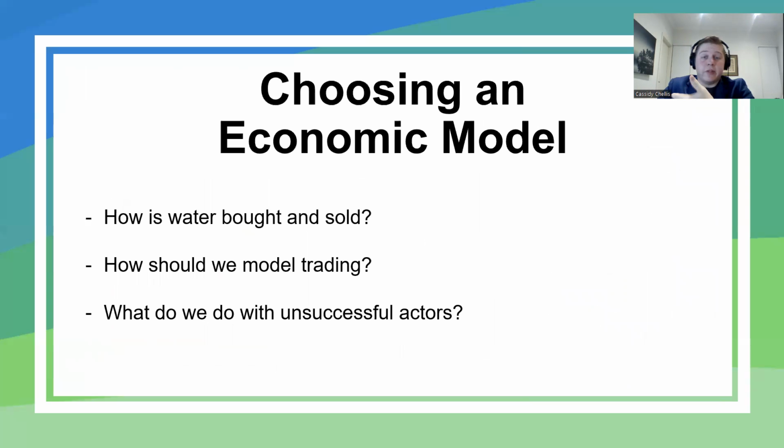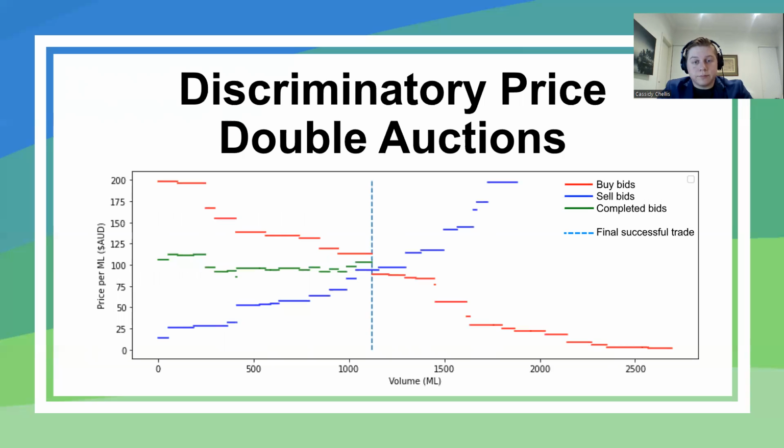Now, luckily, the problem of economic models was already decided for me. Water's traded using a discriminatory price double auction system, and I'll explain that very soon. But actors have a set amount of water that they're allowed to use over the course of a year. If at some point they think they're going to use a different amount of water, then they can buy and sell their entitlements at an auction. Of course, some actors won't be lucky at an auction, and these actors need a way to learn so that the market can continue to evolve and react to external shocks.